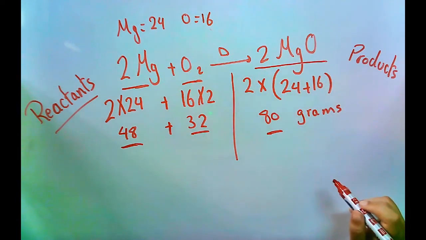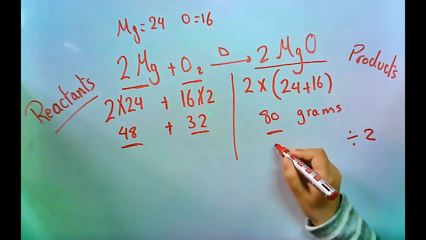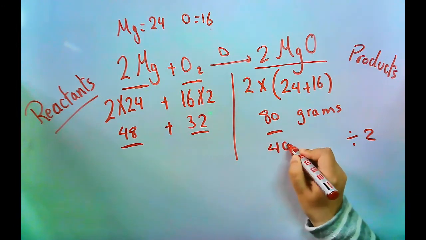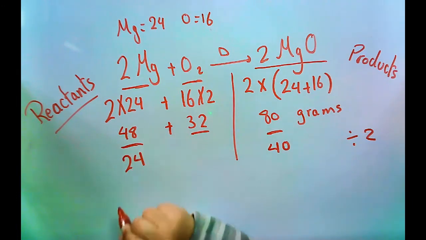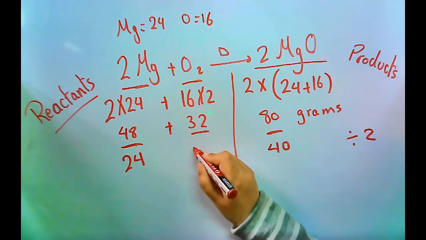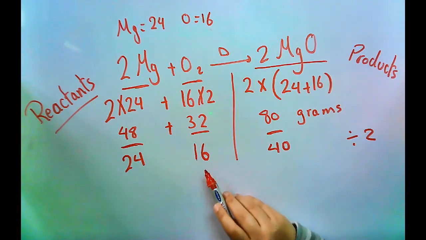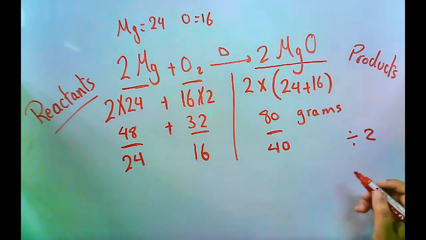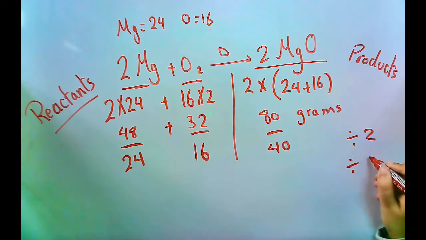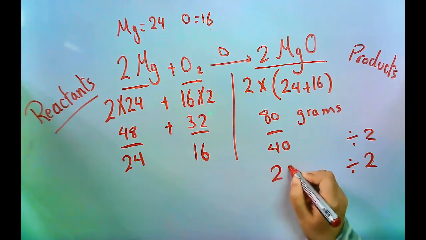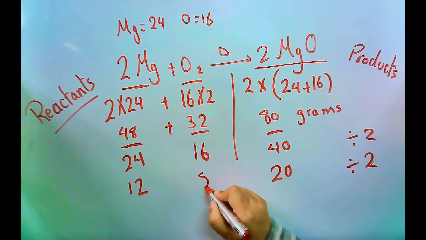Can we decrease this amount, the products and the reactants? Of course, yes. If I divide by 2, the mass of the magnesium oxide will be 40. Here the mass of magnesium will be 24, and 32 divided by 2 equals 16. So I can use 24 gram of magnesium with 16 gram of oxygen to produce 40 gram of magnesium oxide. Can we reduce this amount again? Yes. I will divide by 2 again. So the 40 will be 20 and the 24 will be 12 and the 16 will be 8.